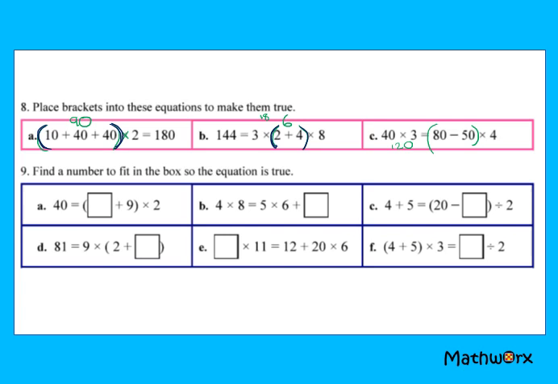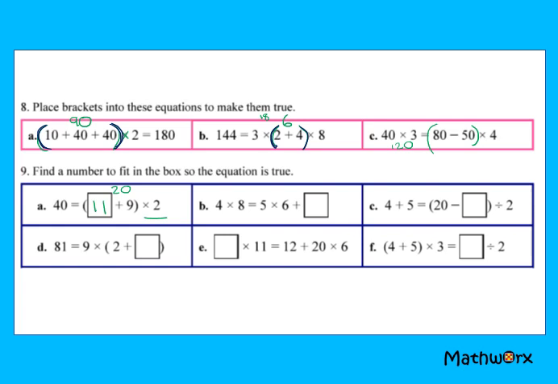Okay, I would pause the video, try them by yourself, and then have a look what the answers are. Okay, it says here, find a number to fit in the box so that the equation is true. So we have a 40 on the left-hand side, and we have to think to ourselves, what do we times by the 2 on the right-hand side here to get to 40? It's 20, hey. So how do we get the 9 plus something to give me 20? We have to add 11 and 9 together to give me 20, and then 20 times 2 give me 40.